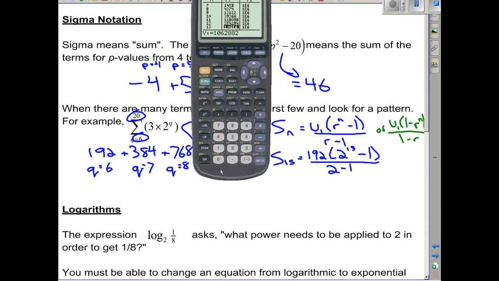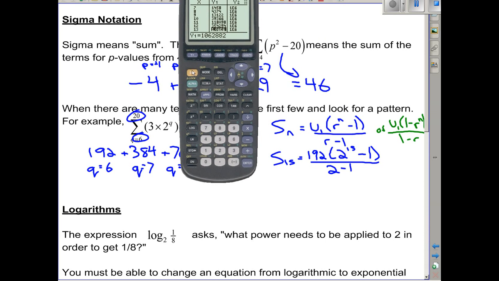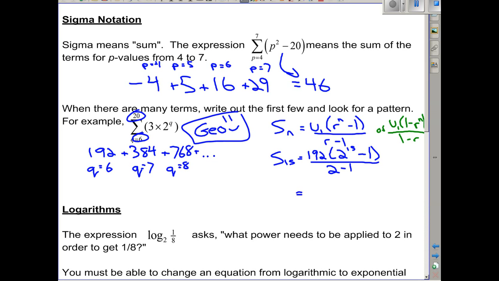I'll plug that into my GDC. 192, open brackets, 2 to the power of 15 minus 1, divided by, I really shouldn't have to put in 2 minus 1 in my calculator, but I just want to show you to be careful of the brackets as you do it. Okay, and I should get 6,291,264. Plug them in carefully.